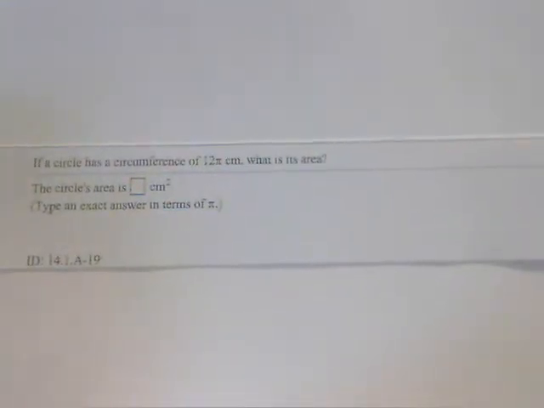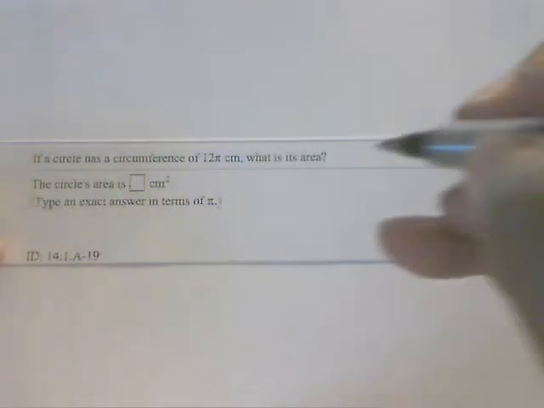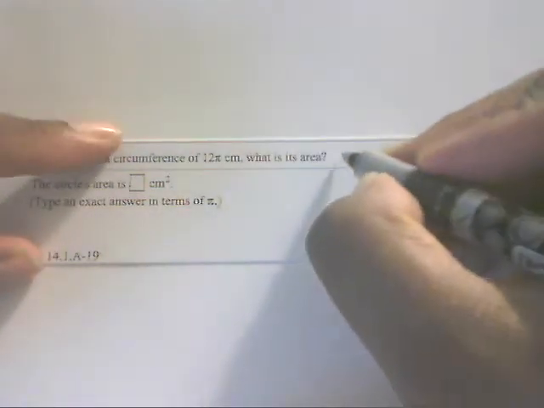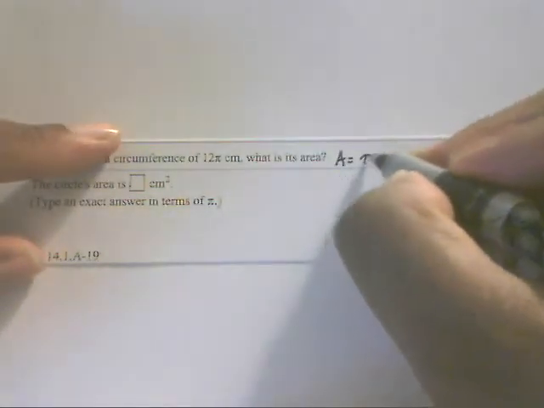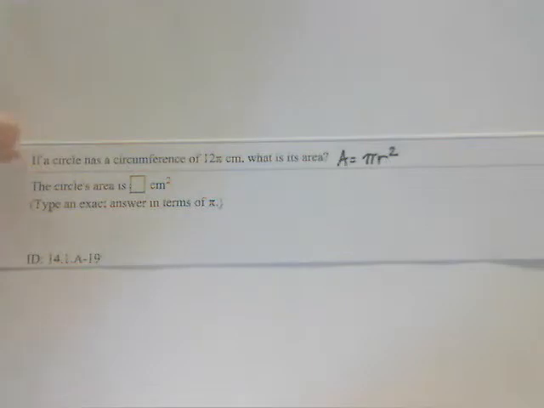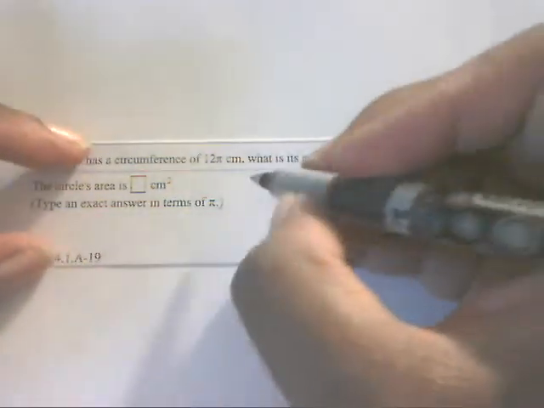Okay, next problem. If a circle has a circumference of 12 pi centimeters, what is its area? Okay. Now to find the area of a circle, I'll remind you what the area of the circle is. It's going to be A is equal to pi times the radius squared. But before we can use that formula, we need to know what the radius is. Okay? We're told that the circumference is 12 pi centimeters.